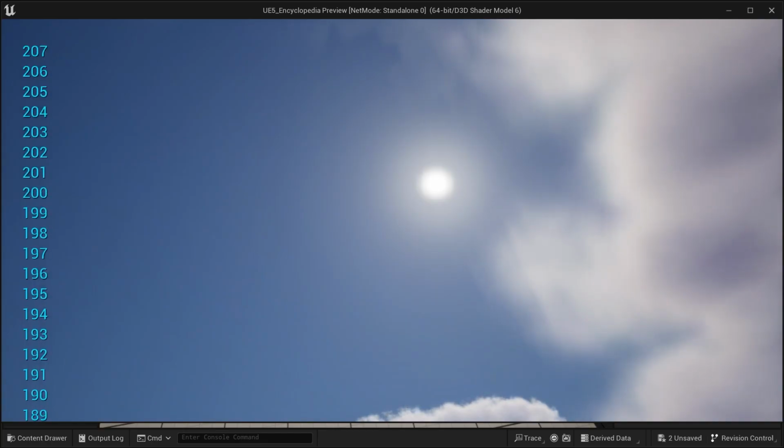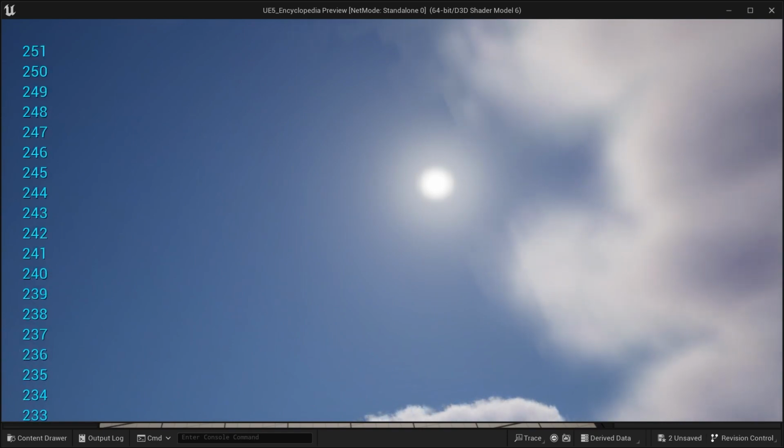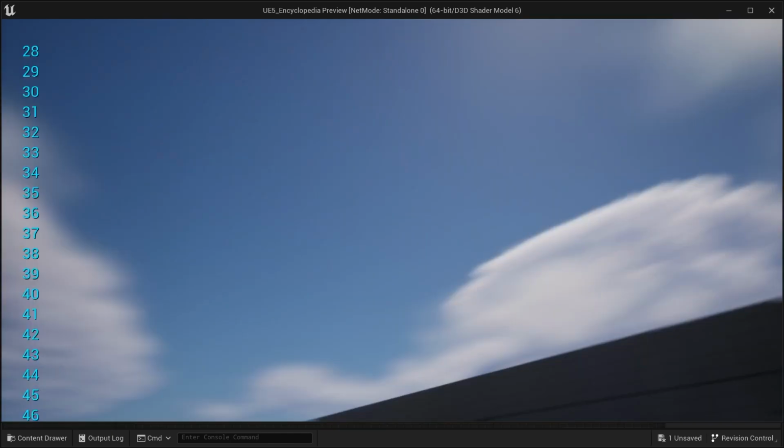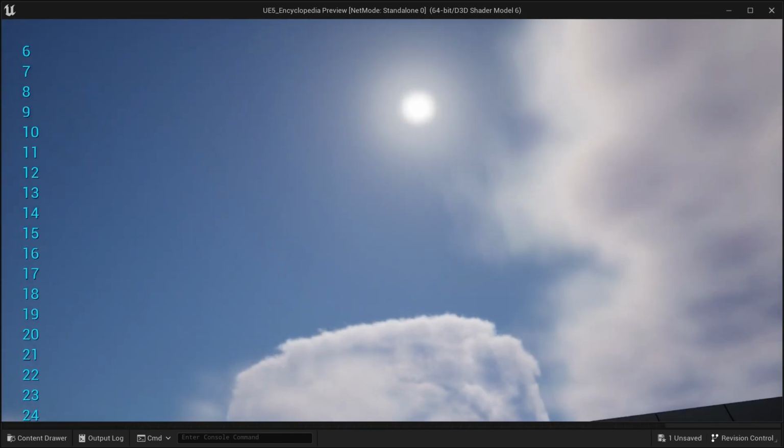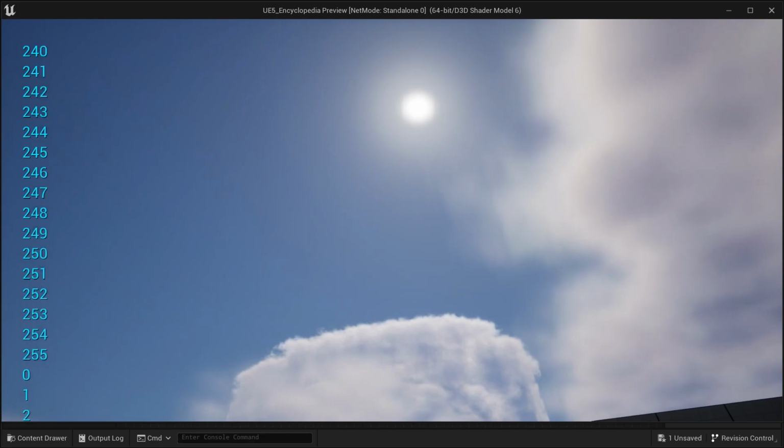If the number is 2055 and we add 1 to that, then byte will become 0. And if byte is 0 and we subtract 1, then it will become 2055.